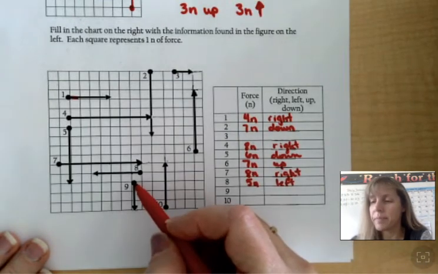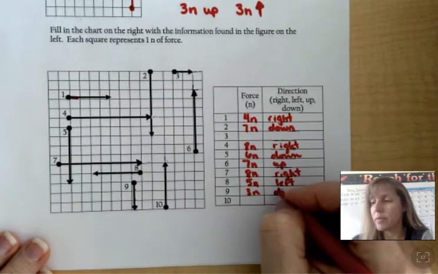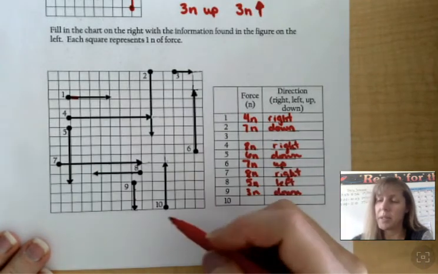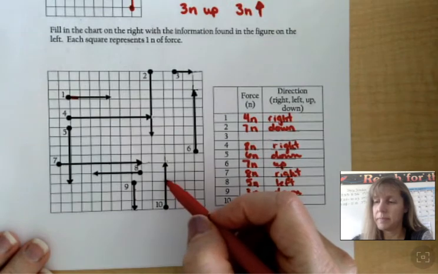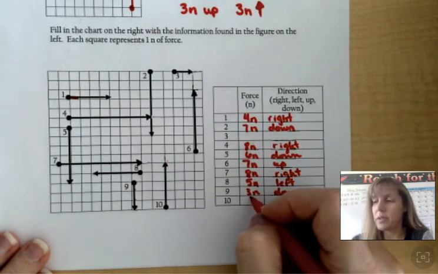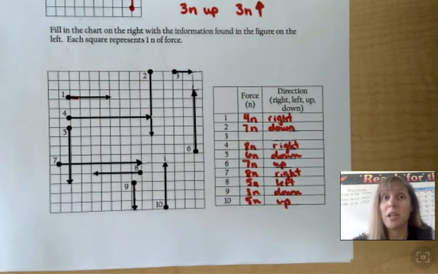Number 9. 1, 2, 3 newtons. Down. Let's try number 10. 5 newtons. Up. I hope you did okay. If you didn't, please make sure you ask some questions. Good job working with me.